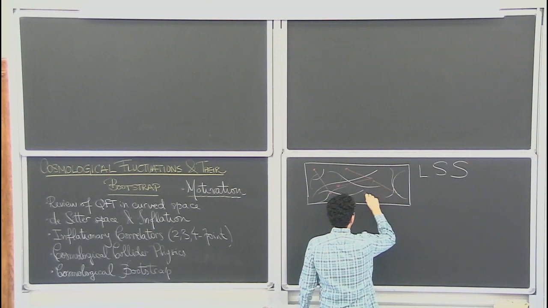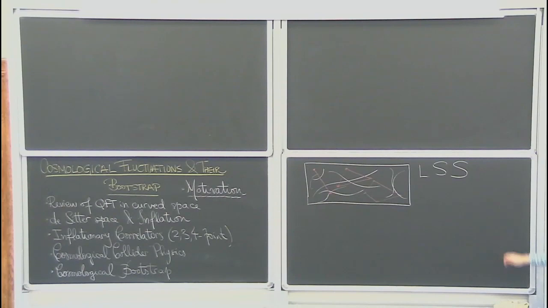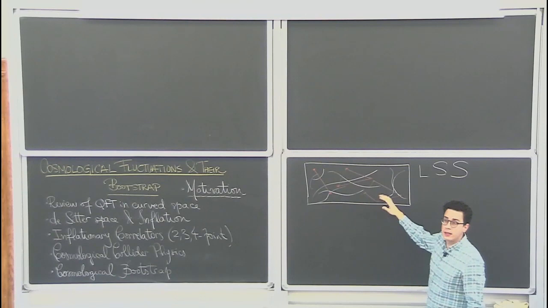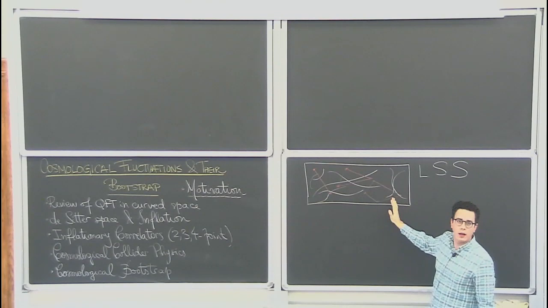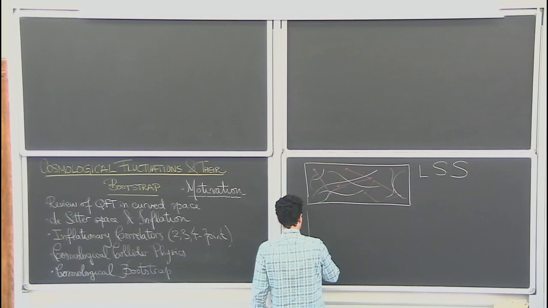Okay, so we're mostly going to be interested in these low point correlation functions because these fluctuations are very weak. The more points you look at, the fainter the signal will be. So realistically, we only go as far as 3 or 4 points. Okay. And the same thing happens in the CMB, in the cosmic microwave background.